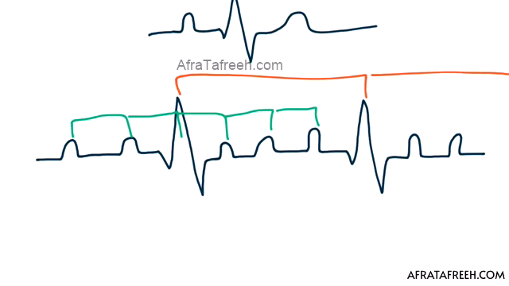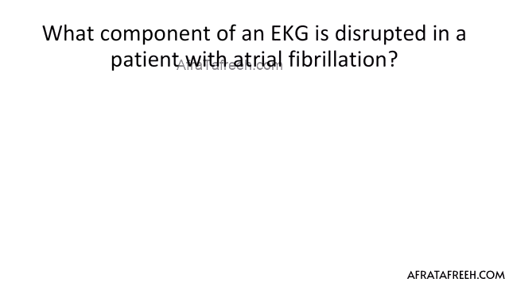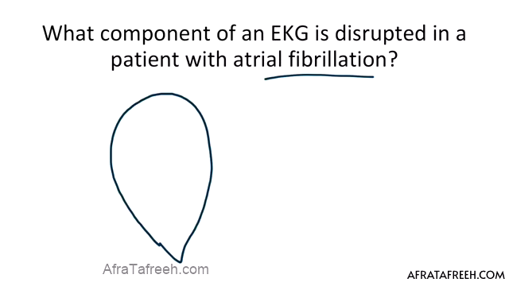Okay, let's wrap this section up with a few examples. What component of the EKG is disrupted in a patient with atrial fibrillation? The P wave is altered. So let's draw this out. This is a heart. This is a normal EKG.